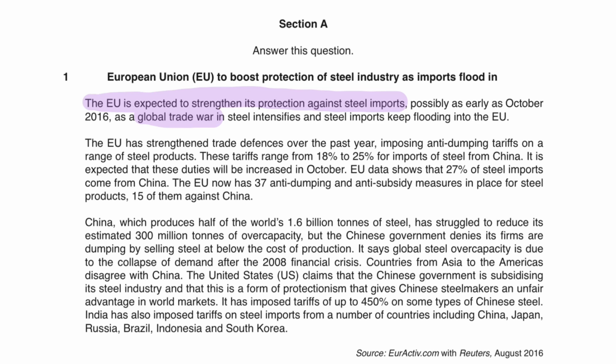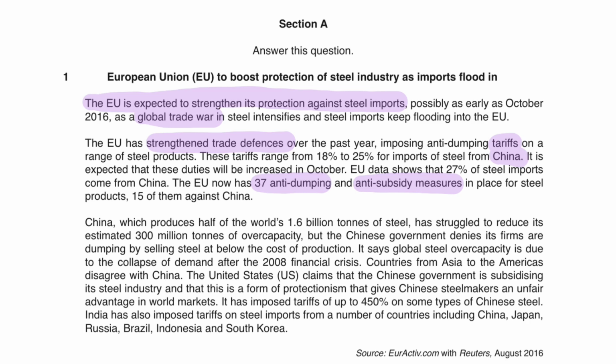The EU has strengthened trade defenses over the past year, imposing anti-dumping tariffs on a range of steel products. These tariffs range from 18% to 25% for imports of steel from China. It is expected that these duties will be increased in October. EU data shows that 27% of steel imports come from China. The EU now has 37 anti-dumping and anti-subsidy measures in place for steel products, 15 of them against China.